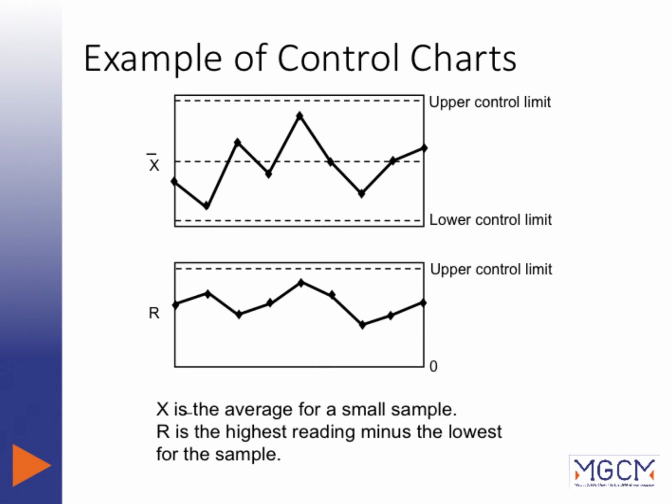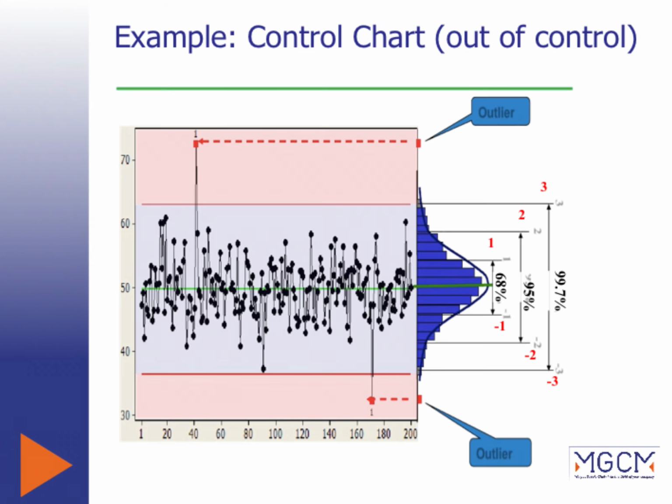So as you can see, all the points are within the upper and lower control limits, and the range, which is the highest reading minus the lowest reading for the sample of data that you are plotting. Another example of control charts, you can see the outliers, points here and here, which means there are some special cause variation that are causing your measurement to go outside the specification limits. Typically, specification limits are given by your customers.